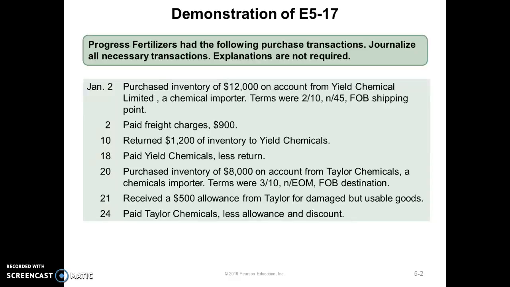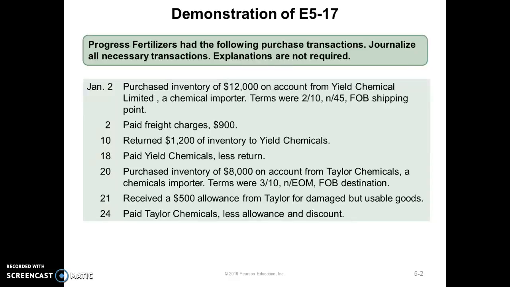So two, we paid the freight charges for $900. January 10th, we returned $1,200 of inventory to Yield Chemicals. January 18th, we paid them less the return.